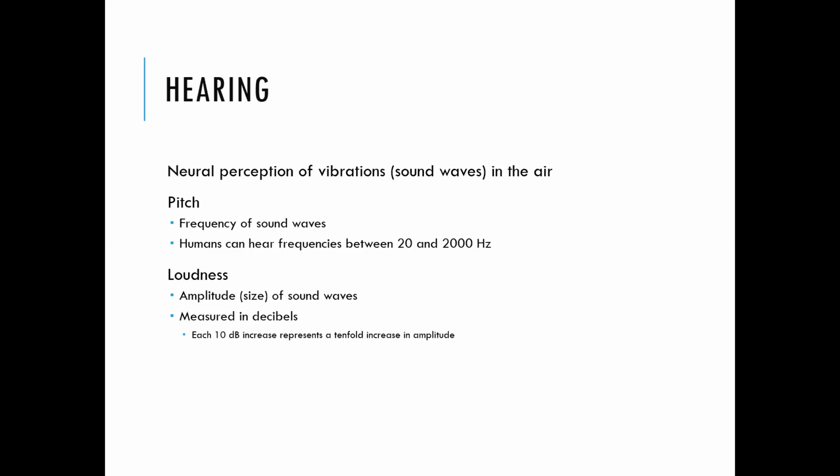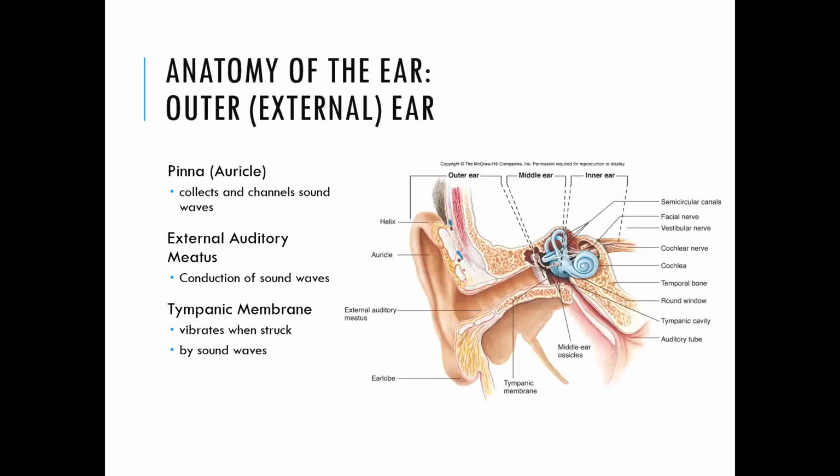So when we hear things, we discern what type of sounds we hear based on their pitch and their loudness. Our ear is the organ that's responsible for our sense of hearing, right? Some of the major structures are our outer ear, our middle ear, and our inner ear. So we're going to talk about the different structures found in those different parts of our ear.